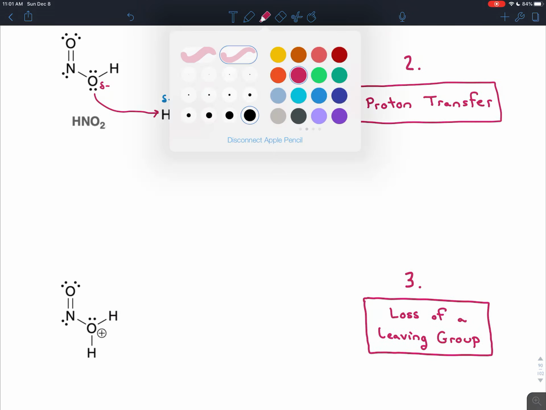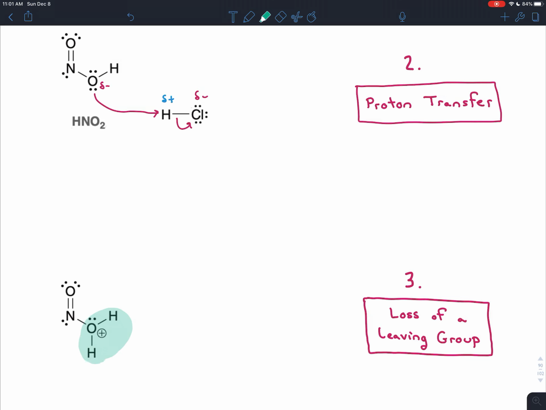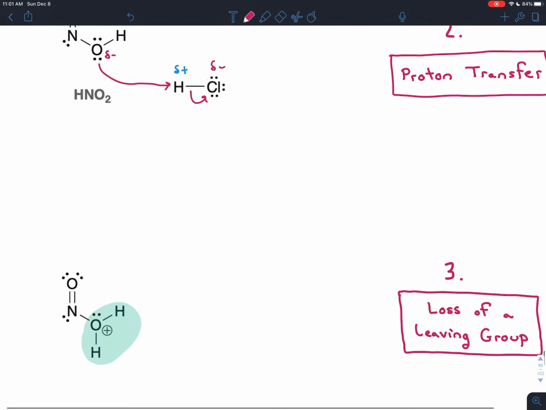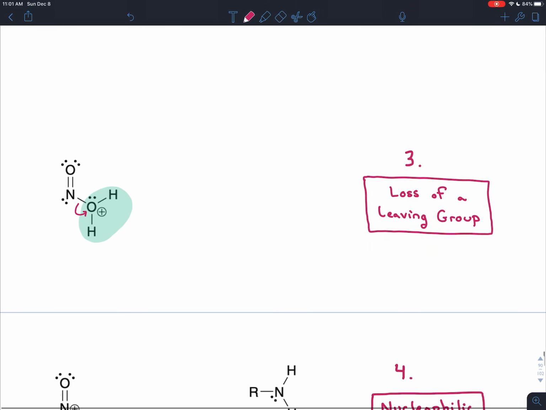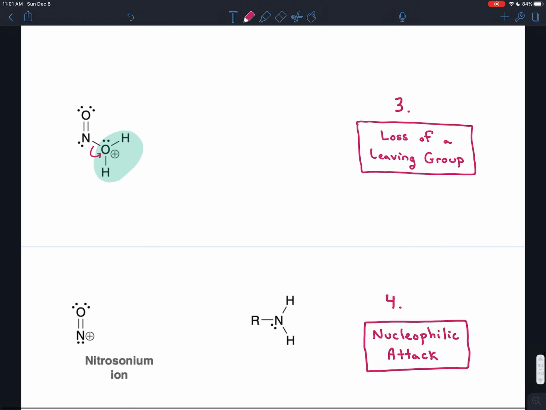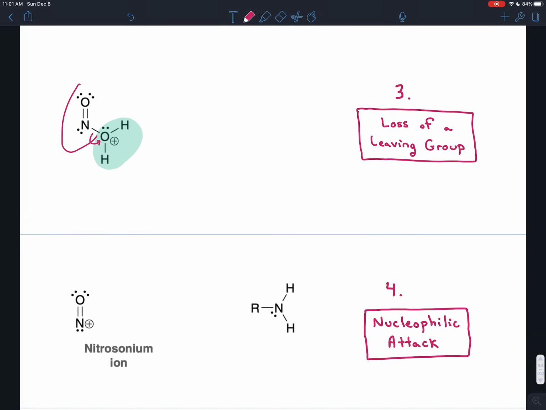And what we have here is an amazing leaving group. Because if that takes these electrons and leaves, the electrons will just stabilize its positive charge. It'll be neutral. It'll be water, a very stable molecule. And so it's very likely to pop off the molecule. And here we're detaching our first oxygen from the nitrogen. That oxygen leaves, it's loss of a leaving group. And what we get is something called a nitrosonium ion.